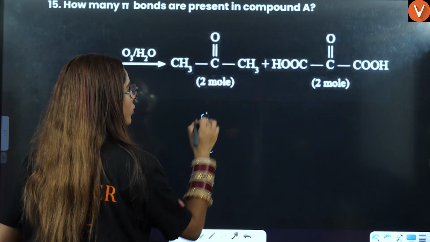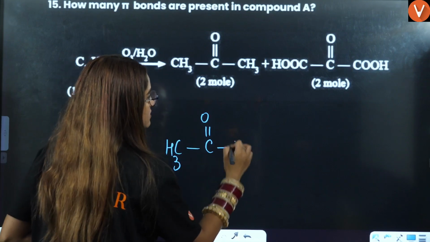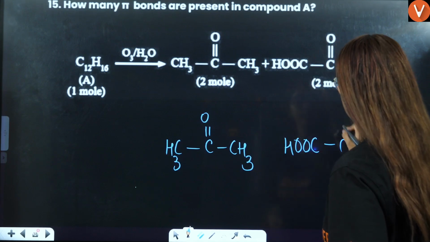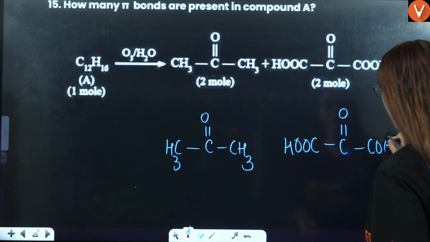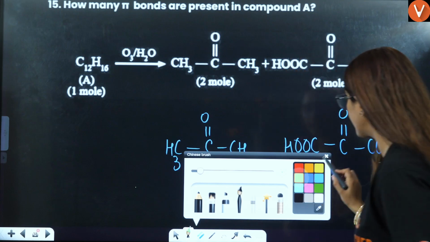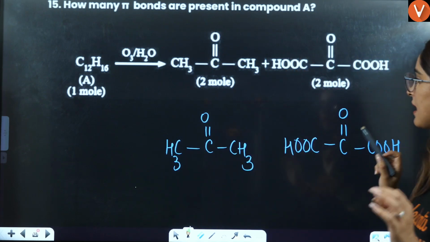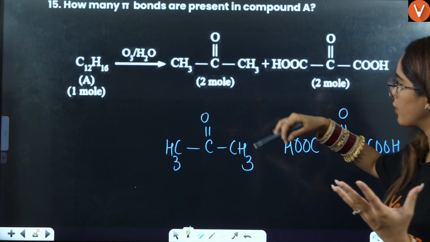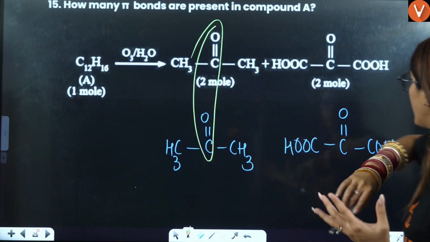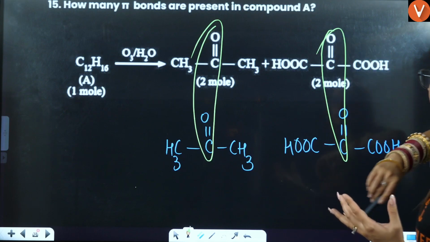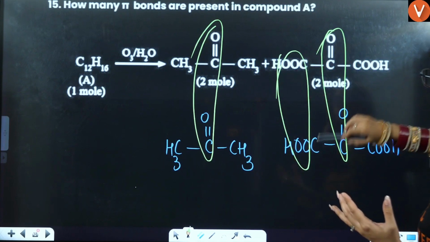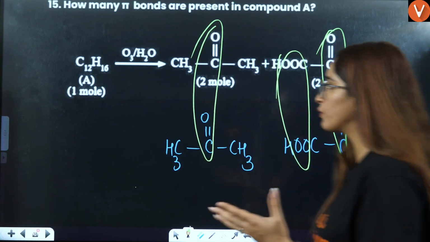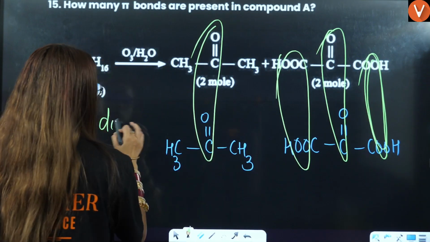This is C double bond O. This is CH3. This is CH3. This is again COOH, C double bond O. This is COOH. So what you can see here, initially you have no oxygen here, right? That means you can have a reaction, you can have a double bond here, right? You can have a double bond here, right? You can have a double bond between these two C double bond, or between these two C double bond. That is how you will get 4 double bonds.